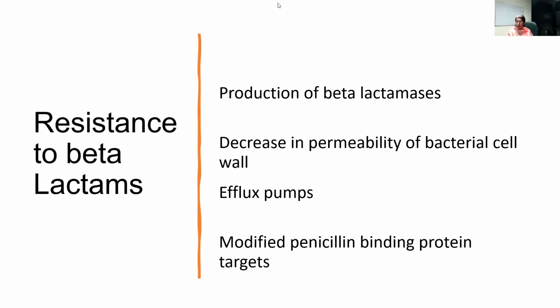Then there is decrease in permeability of the bacterial cell wall that will not allow the antibiotics to enter the bacteria. And then there is the presence of efflux pumps, which will actively move the drug out of the bacteria, and then modified penicillin binding protein targets, which is more relevant to gram-positive bacteria and results in resistance to penicillin.